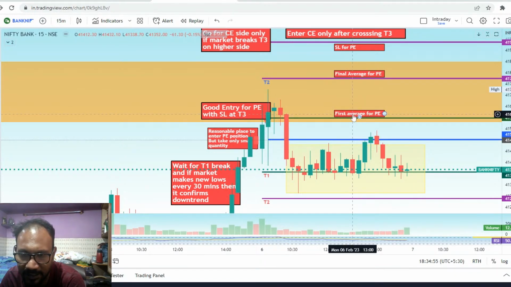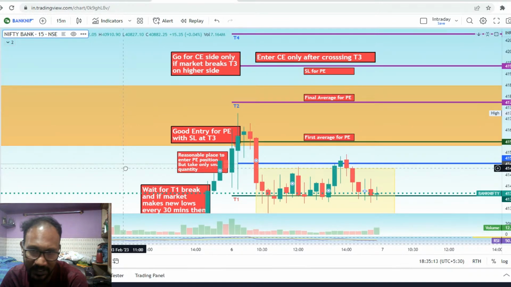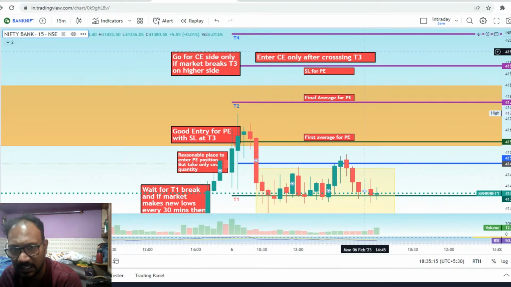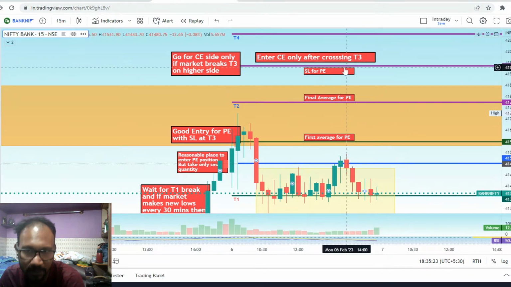Second level of averaging for PE position is this, and then third level of averaging is this. This would be the stop loss. And then do not enter into any sort of call positions, because the chances for a significant downtrend are very high near the resistance zone. So I was not advising any person to enter into CE. I was saying that you can enter only after crossing T3 levels here. So we were able to draw advantages of these levels and then create a proper trade setup.